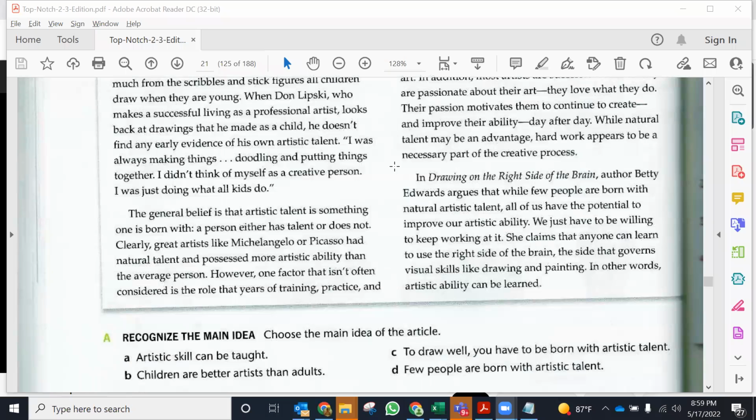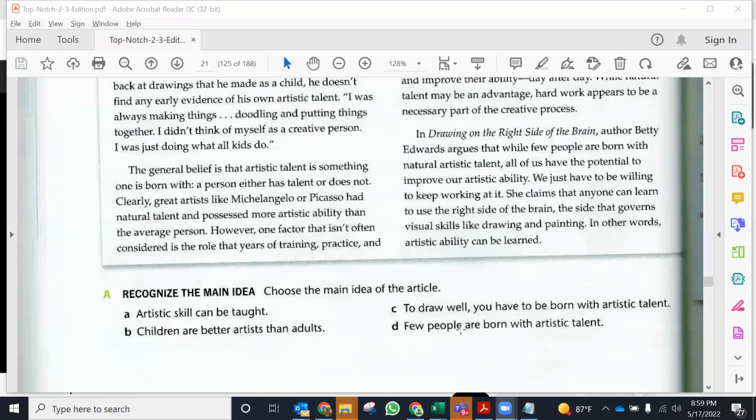Entonces, de estas 4 ideas que nos presentan, la que más justicia le hace es la letra A. La habilidad artística puede ser aprendida. ¿Ok? ¿Sí me explico? ¿Por qué la otra no? Porque no se enfoca en que los niños dibujan mejor que adultos. De hecho, no dice necesariamente eso. Dice que todos los niños dibujan igual.